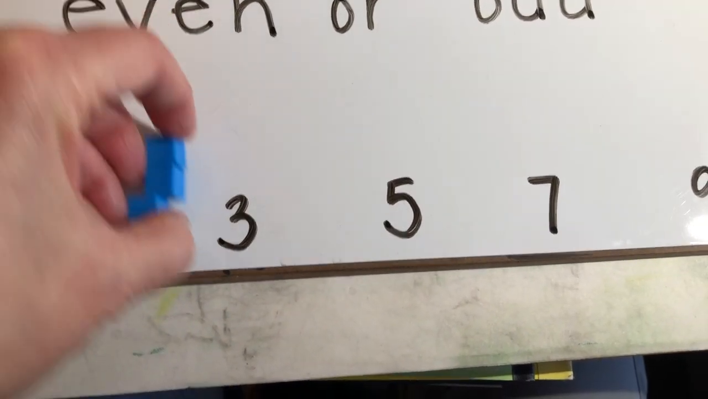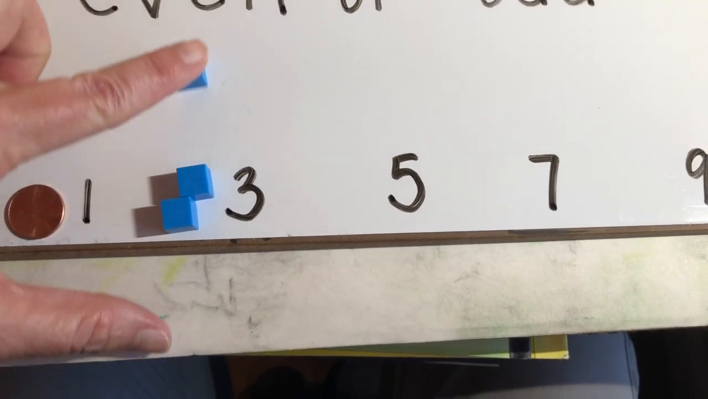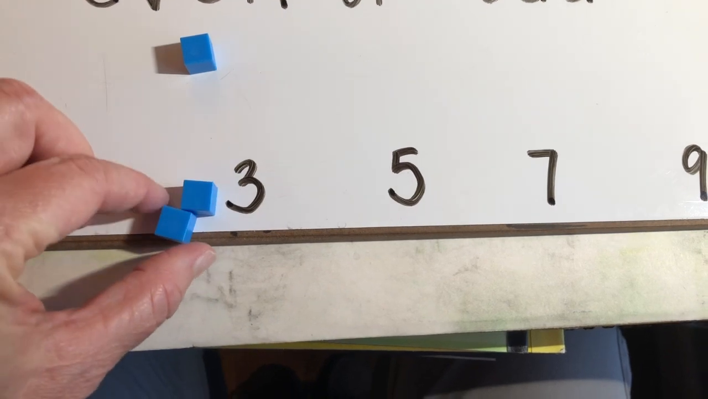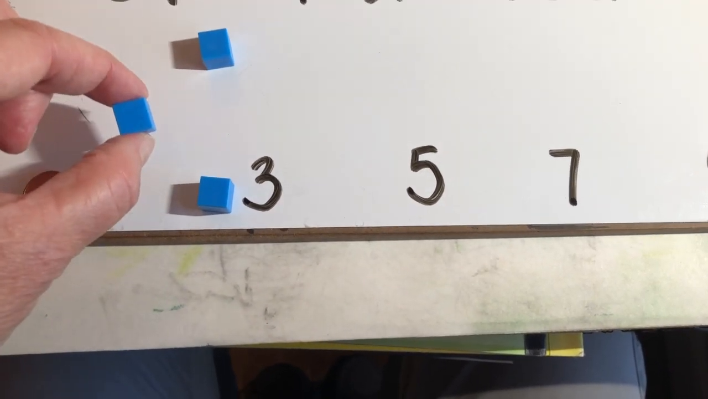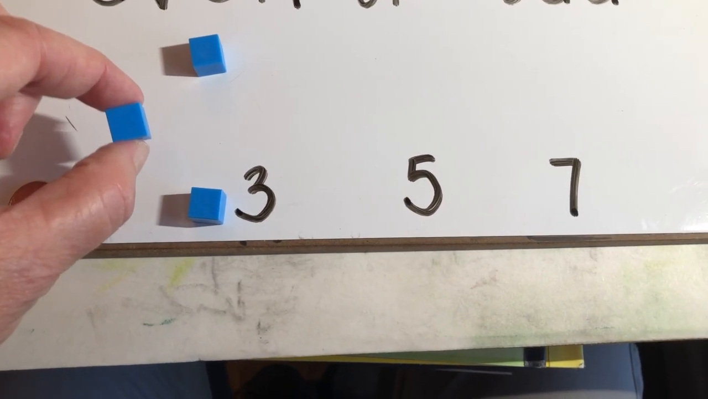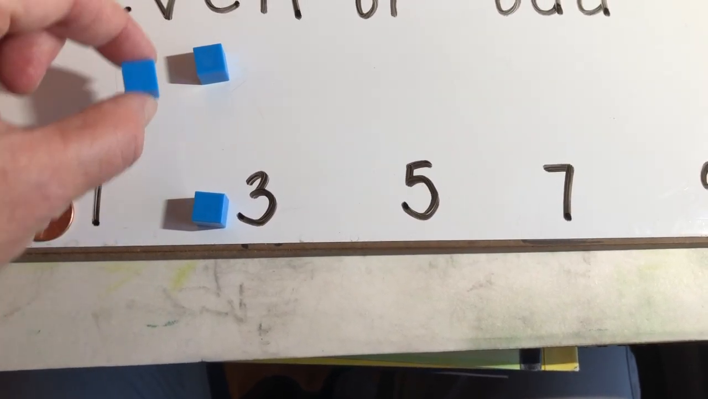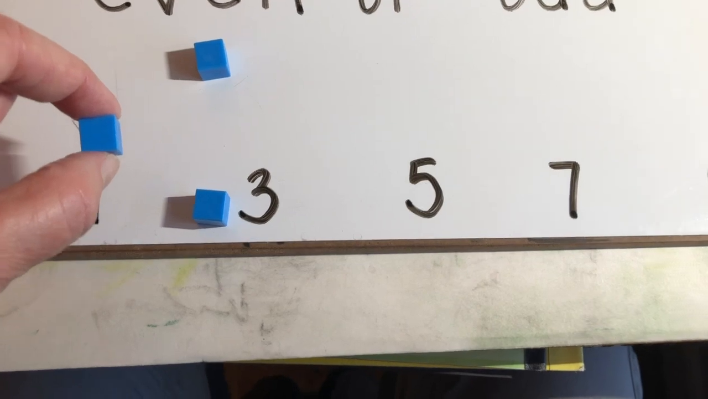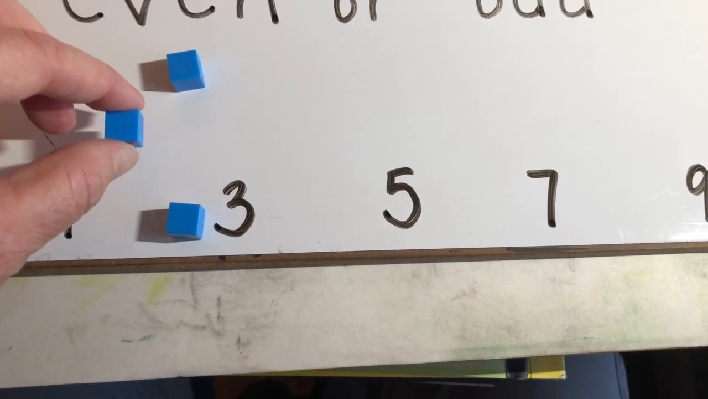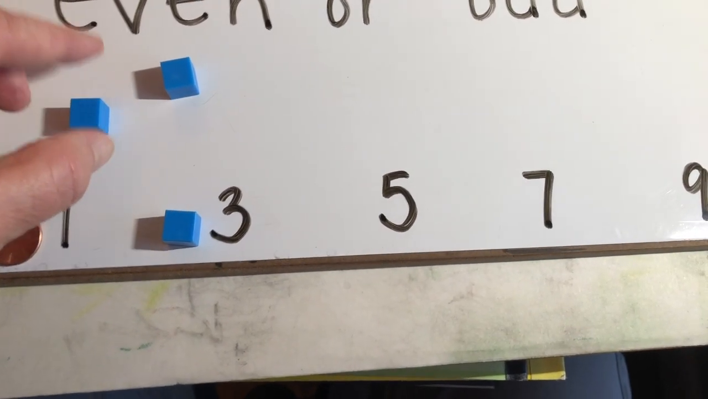Now I'm going to try with 3, okay? 1 for you, 1 for me. Oh, I have 1 left over. I can't put them into 2 groups, unless I start cutting things in half. So that tells me that the number 3 is an odd number.